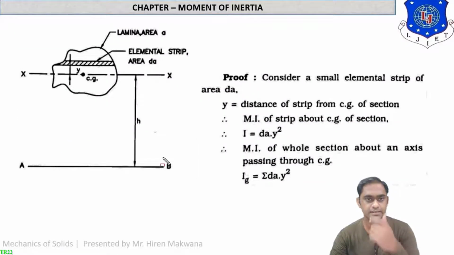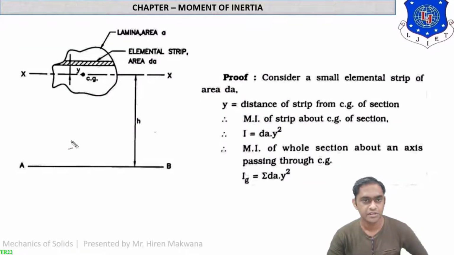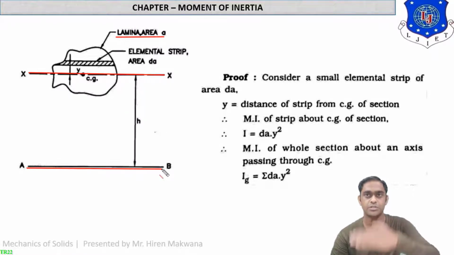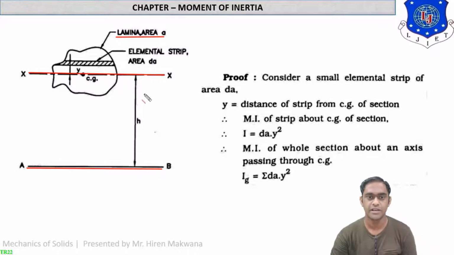Here you can see this is the figure in which first axis is this x-axis, you can see over here. It is the centroidal axis of this lamina having area A. It is the centroidal axis of this particular lamina. And second axis given to you is axis AB, which is over here. Now these two axes are parallel to each other, and the vertical distance between these two axes is given as h. So h is the perpendicular distance between two parallel axes.